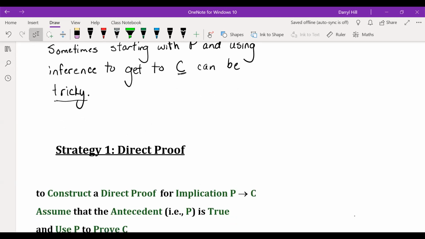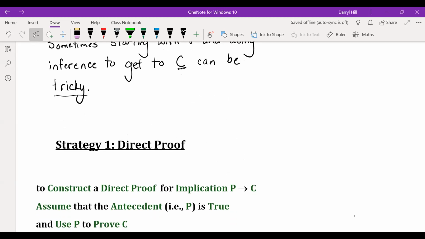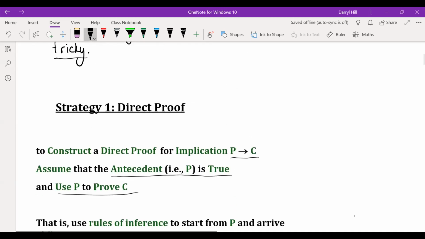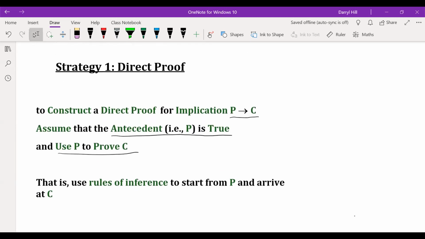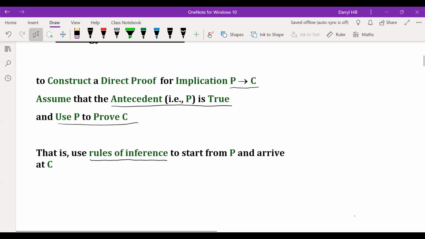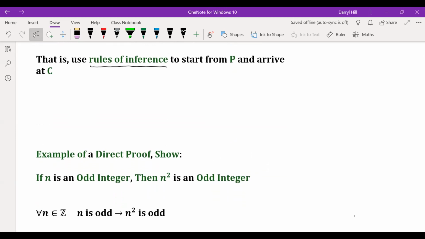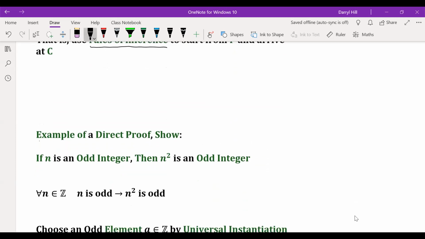The first strategy is, of course, a direct proof, and that's just the simplest one. We take an implication, P implies C, assume that P is true, and use P to prove C. We're just using the rules of inference in a very simple manner. Let's look at an example here.